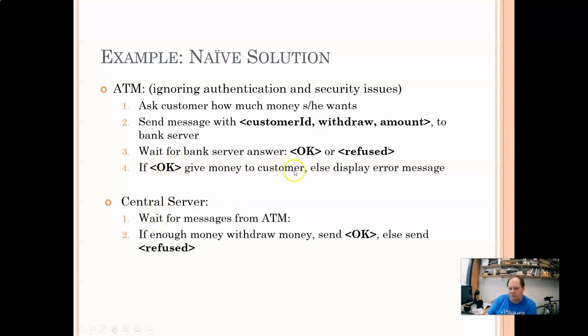If the okay is returned, then the customer gets the money. If refused is returned, the customer gets some random error message that tries to indicate that you don't have enough money in your account, but doesn't actually say so. On the server side of this solution, the server is just going to sit there waiting for messages from ATMs. When it receives a message, it's going to use the customer ID to check the customer's account. It's going to check whether the customer has that certain amount of money in the account, and if they do, it's going to send okay. If they don't, it's going to send refused.